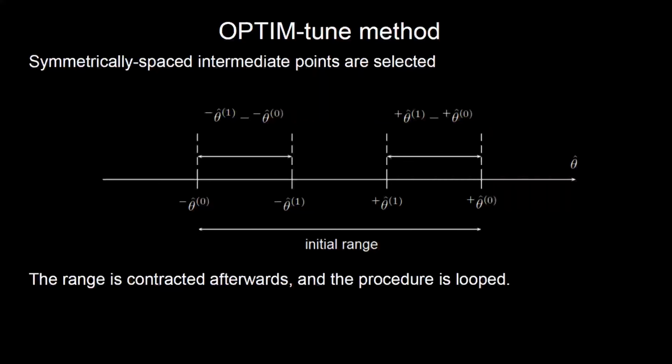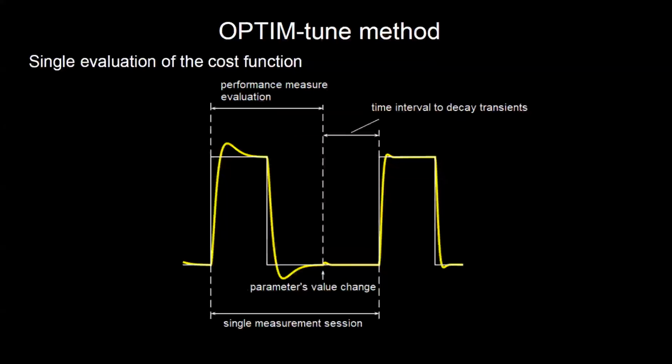After a pair of experiments and cost function evaluations, the range is contracted so that the minimum remains captured within the range just by comparing two performance measure values. A single evaluation of the performance measure related to the cost function is, it has been said, looped and comprises tracking the reference primitive stage, altering the value of the optimized parameter, and an interval to allow possible transients to decay to start the next measurement session.